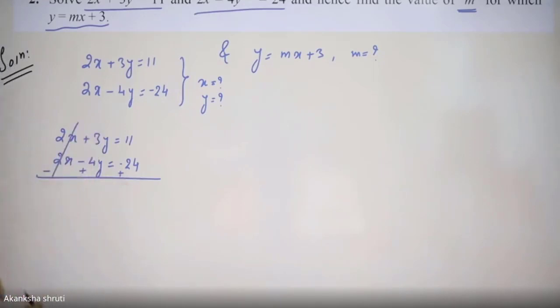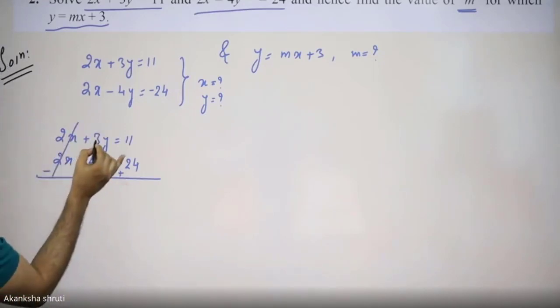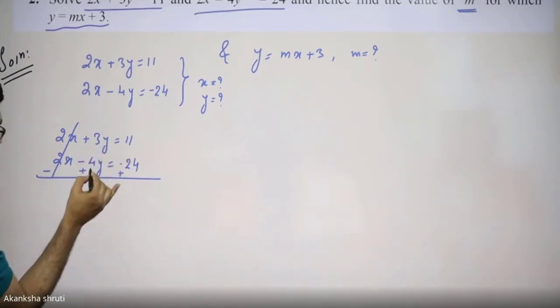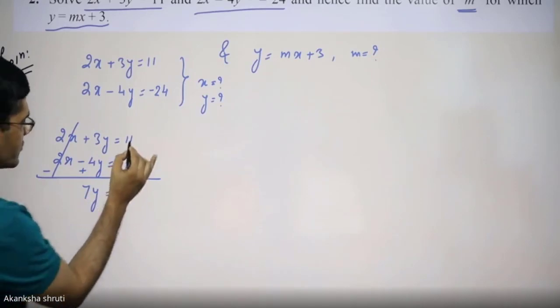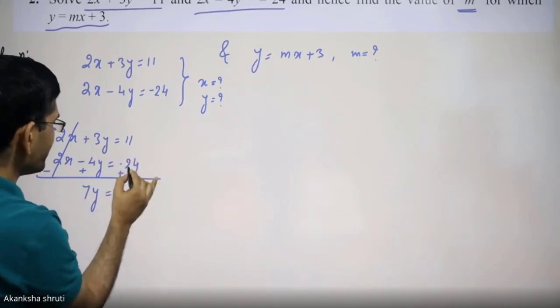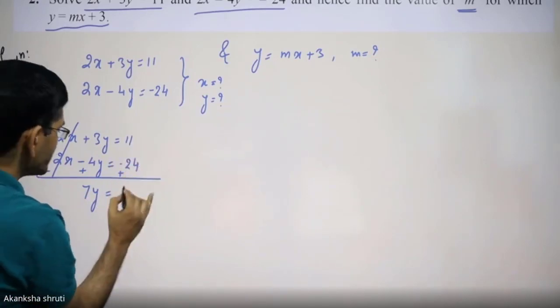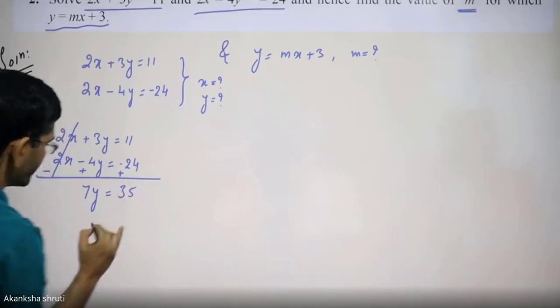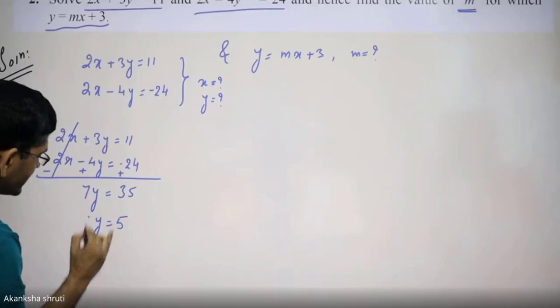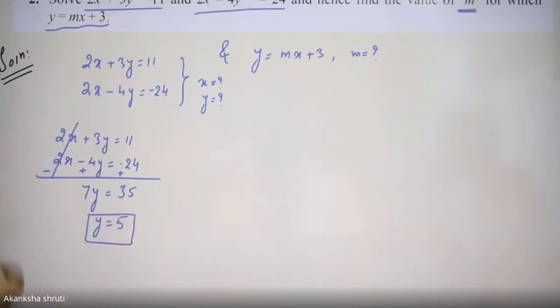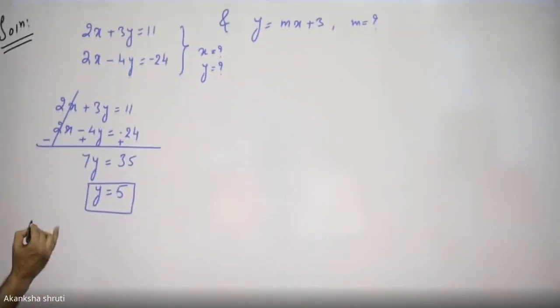This has gone out. We are left with 3y plus 4y means 7y is equals to, on right hand side, 11 plus 24 is 35. This implies y is 5. This way y is calculated just in one step. Then calculate the x.